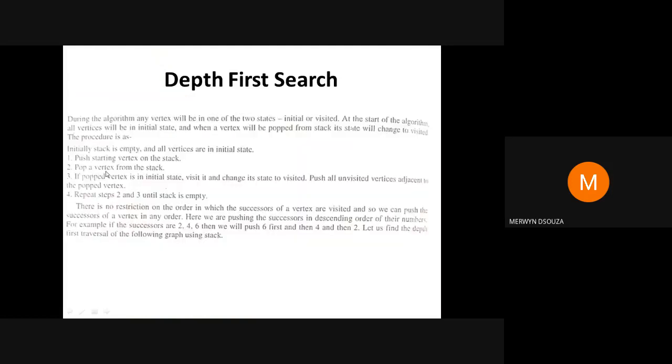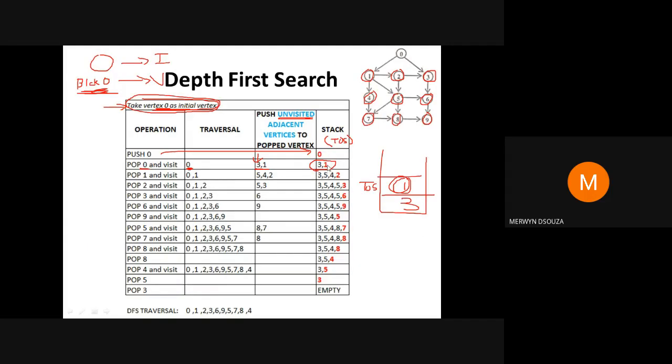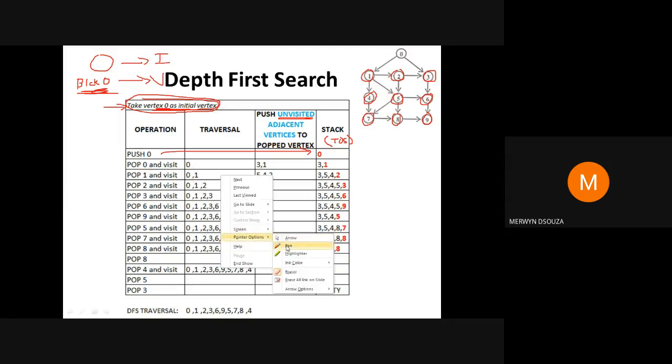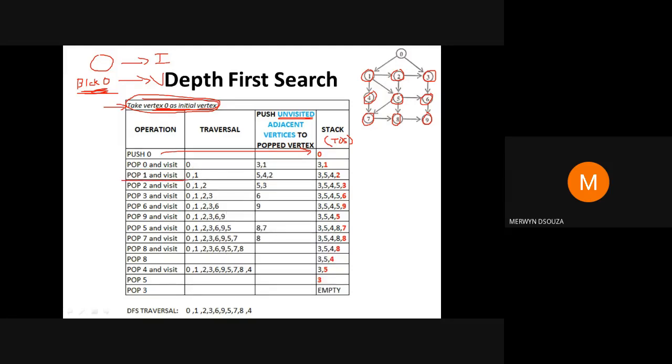Then you're going to pop a vertex from the stack. So which one are you going to pop? 1, because 1 is the top of the stack. So you pop that vertex and visit. When you pop 1, you visit. Like the previous algorithm, whenever you write visit, this 1 has to be written in the traversal.